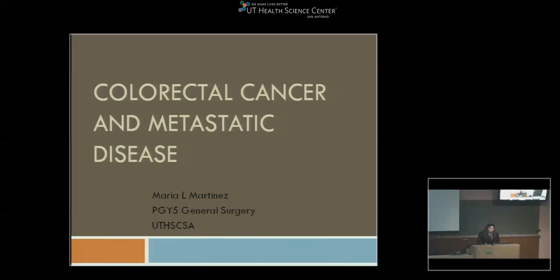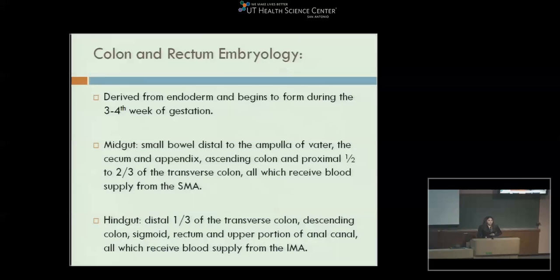Colon and rectum embryology. I mention it because it's a very common question in the ABSITE. The colon and rectum are derived from endoderm, and it begins to form at approximately 3 to 4 weeks of gestation. It comes from two different parts, the midgut and the hindgut.